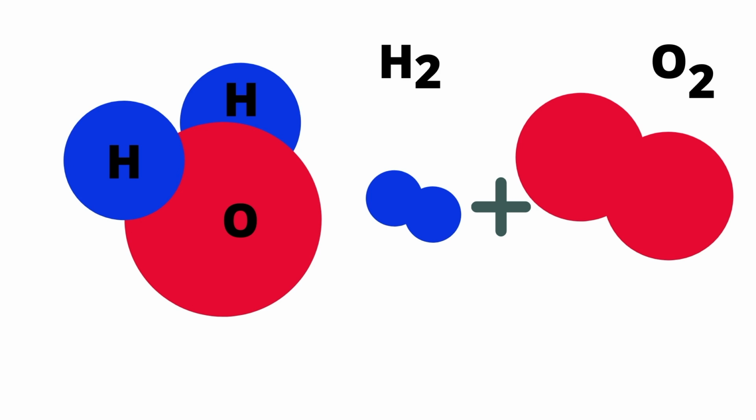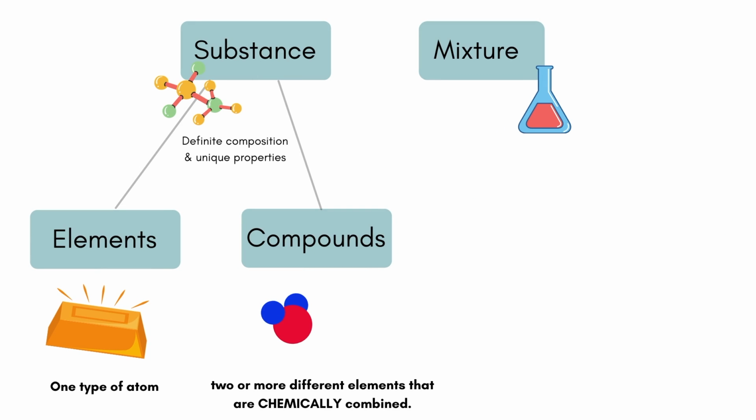Another important note is that compounds can only be separated through chemical reactions. Time for a pop quiz. How can we classify carbon dioxide and silver? Which one is an element and which one is a compound?